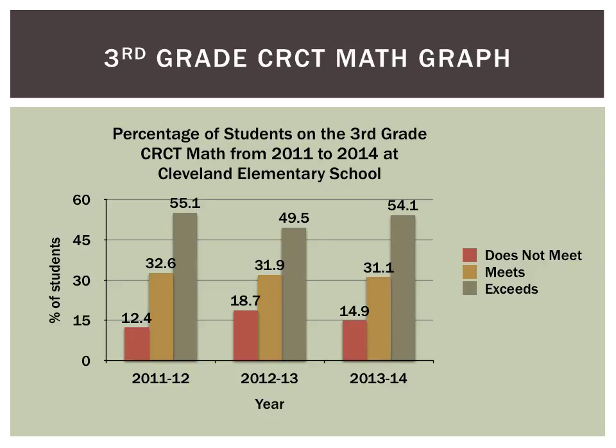The percentage of students that met on the third grade math CRCT decreased in 2011-2012 from 32.6% to 31.9%, and then decreased more to 31.1% in 2013-2014. The percentage of students that exceeded on the CRCT decreased from 55.9% in 2011-2012 to 49.5% in 2012-2013, but increased to 54.1% in 2013-2014.